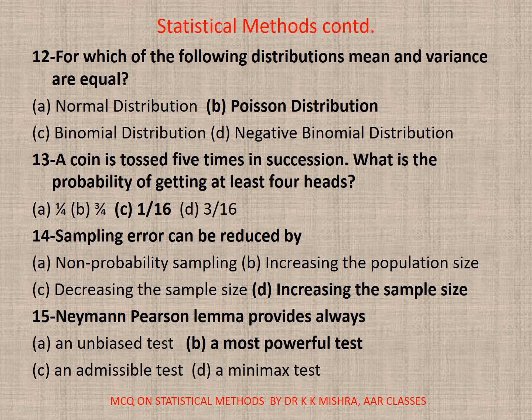12. For which of the following distributions are mean and variance equal? A. Normal, B. Poisson distribution, C. Binomial, or D. Negative binomial distribution. Correct option is B. Poisson distribution.